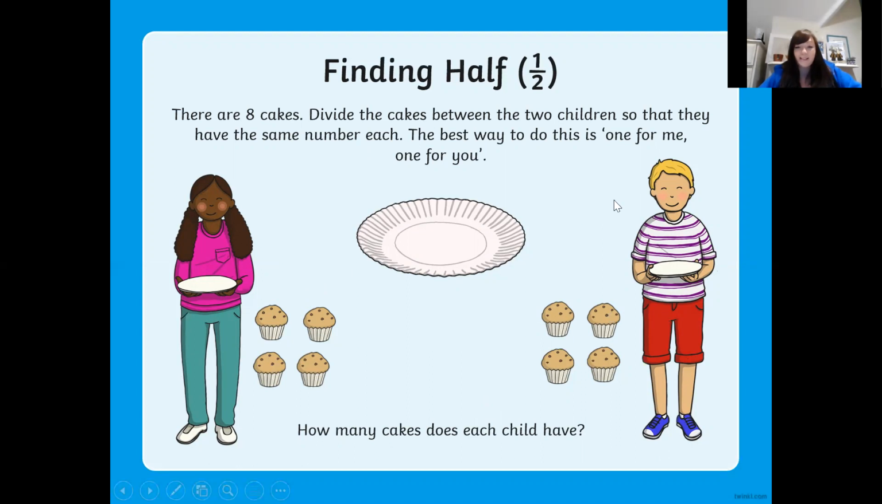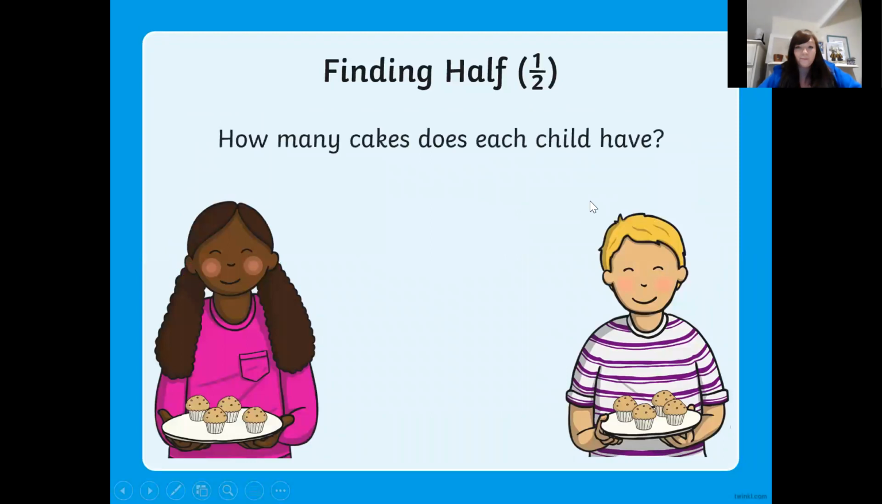So how many cakes does each child have? Good, each child has 4 cakes. So half of 8 is 4. We divided 8 by 2 because the denominator is 2.